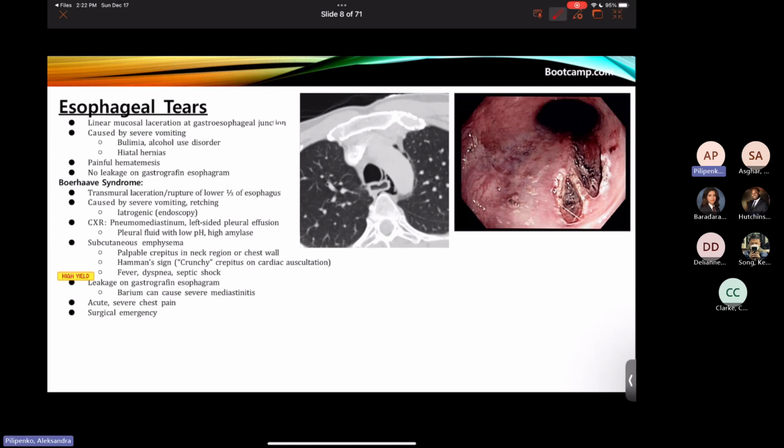Okay, this is just to recap on the tears. So Mallory-Weiss tears, the associations we already reviewed. And then the complication would be a rupture. They call it Boerhaave syndrome. All right. High yield would be leakage on the gastrografin esophagram. Basically, whenever they swallow contrast, it's going to leak out into our mediastinum. Okay, it is a medical emergency, so it's important to address that quickly.